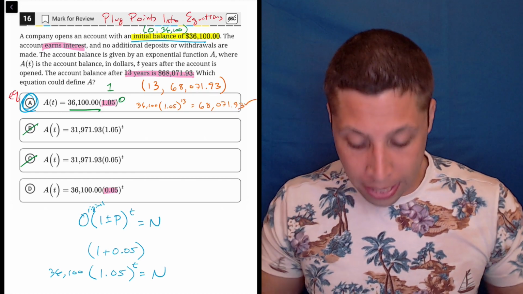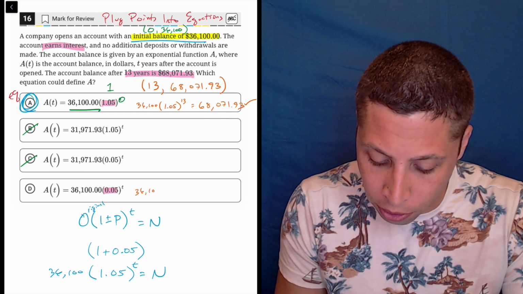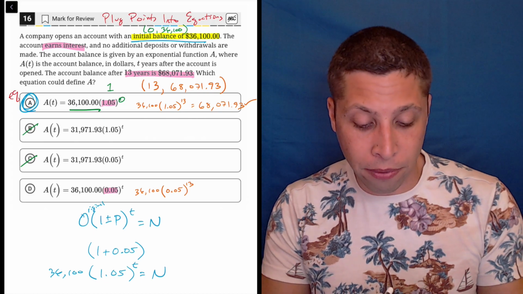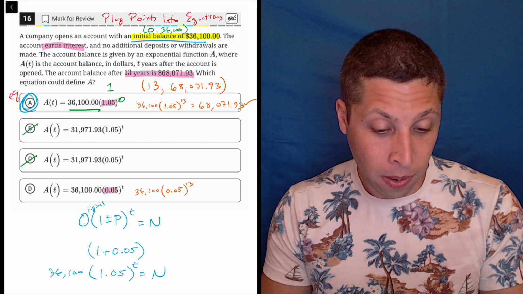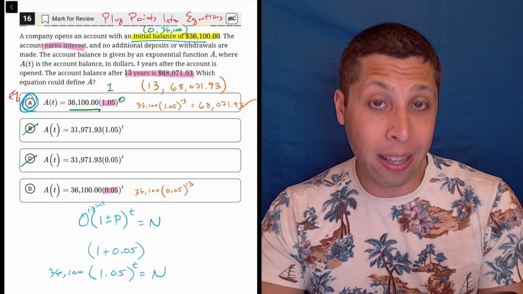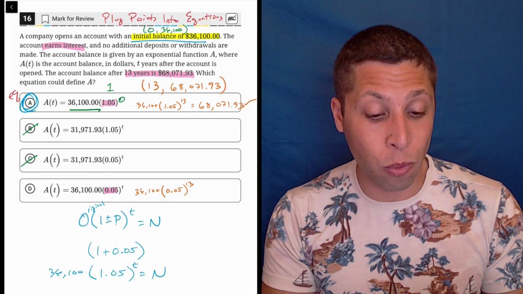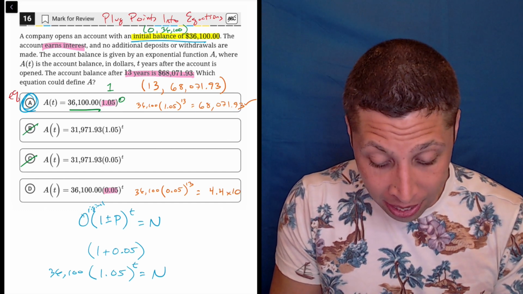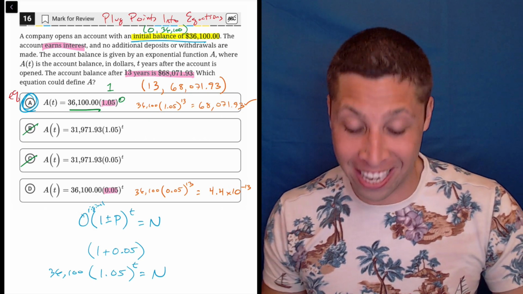Now, of course, we would need to check choice D to make sure that it doesn't give us the same value, but it's very obvious it's not going to. 36,100 times 0.05 to the 13th. This is going to be a very small number. Again, plugging it in, 0.05 to the 13th, my calculator can't even really handle it. It's 1.22 times 10 to the minus 17. That's a very, very small number. Even if I multiply that by 36,100, I'm still going to have a small number. It gives me 4.4 times 10 to the minus 13. So basically you have zero money left in that particular account. So it's definitely not D.